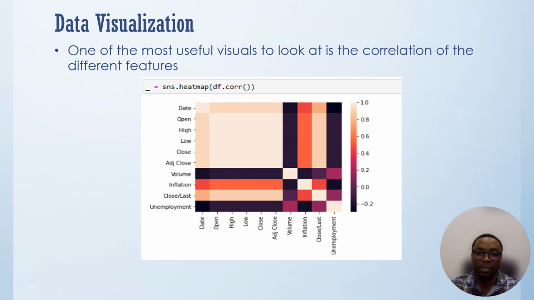Anyways, we're going to take inflation. We see this high correlation, which should be within 0.5 to 0.6. This close last, which is the price of gold, has multiple closes.